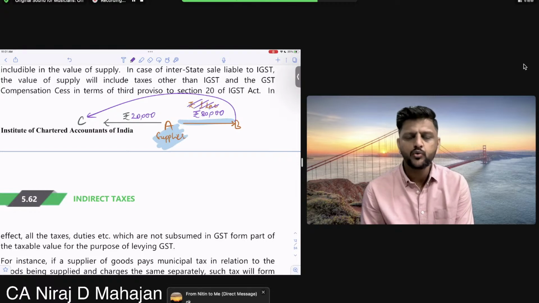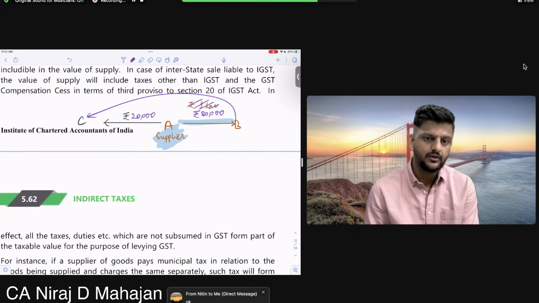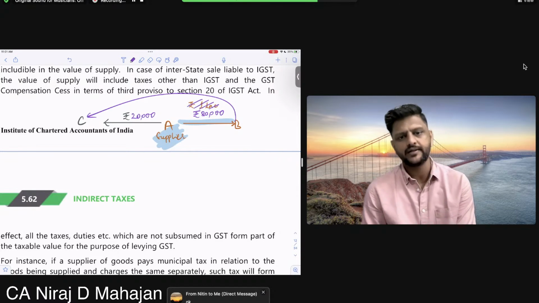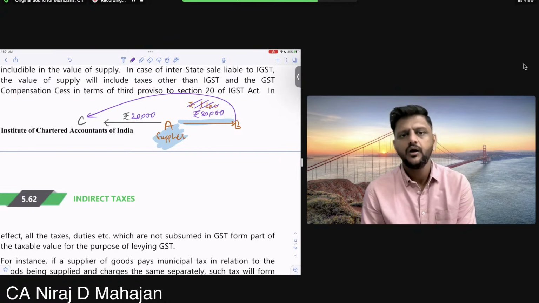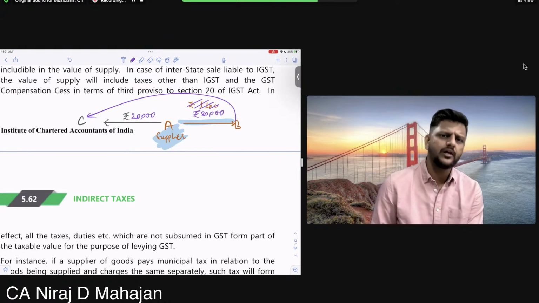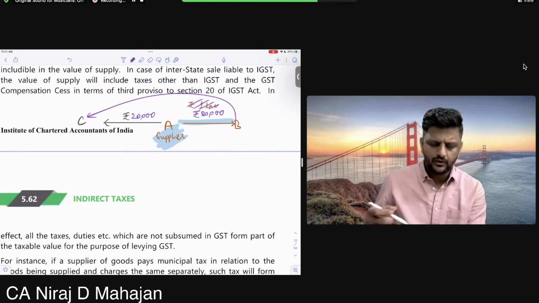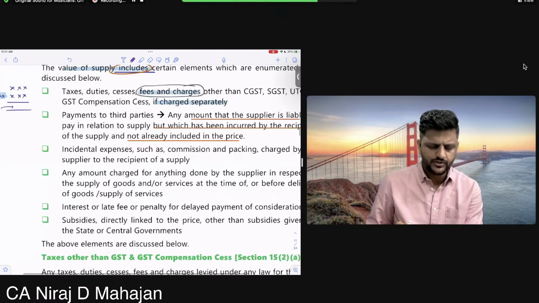You pay to A whatever you want, 80,000 or 1 lakh or 1 lakh 20,000. The value of supply on which we are going to take the tax is 1 lakh. Okay, everybody? Value of supply on which tax will be levied will be what? 1 lakh. Look at this example again, the provisions.